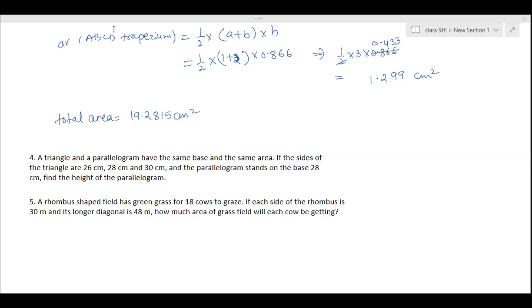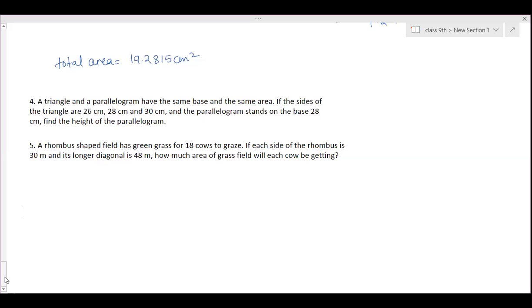Diagonals divide the quadrilateral into equal parts. The longer diagonal is 48 and each side is 30. Ma'am, we can just use Heron's formula. The longer diagonal is 48 and the sides are 30, 30. So yes, two triangles: 30, 30, 48 is one triangle, and 30, 30, 48 is the second triangle, equal area. Okay, ma'am. And the total area divided by 18.